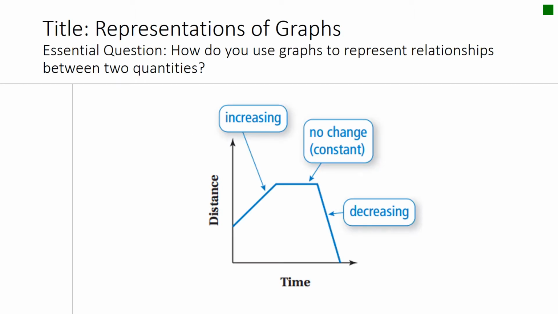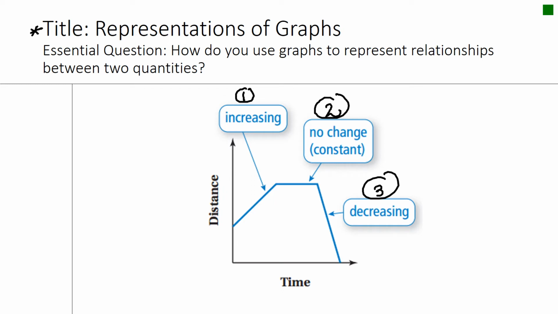Alright, go ahead and title this page in your notes: Representations of graphs. Your essential question is: how do you use graphs to represent relationships between two quantities? There are three major things that we use to describe graphs. One is increasing. Two is when it's consistent, no change. And three is when it's decreasing.